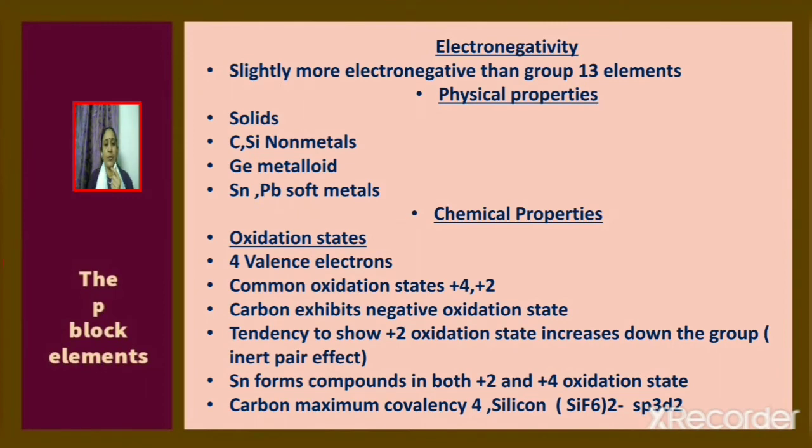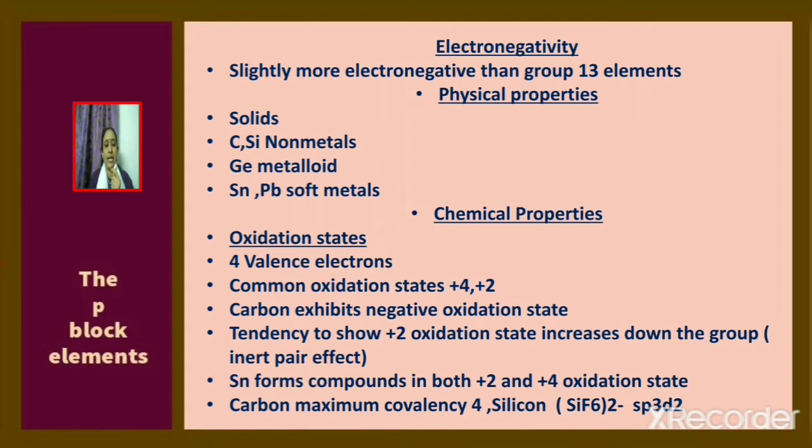Electronegativity. Group 14 elements are slightly more electronegative than group 13 elements. Physical properties. Group 14 elements are solids. Carbon and silicon are non-metals, whereas germanium is a metalloid. Tin and lead are soft metals.